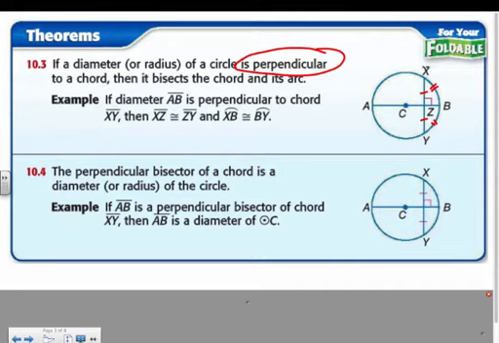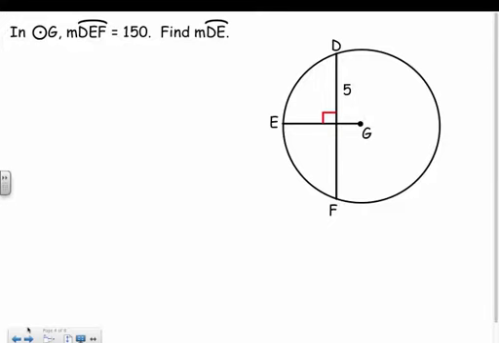Also, the perpendicular bisector of a chord is a diameter of the circle. So basically, if there is a perpendicular bisector of a chord, then we know that the thing that's perpendicular to it, that's bisecting it, is a diameter or a radius. Okay, so it's almost like the vice versa of 10.3. Let's do an example here.